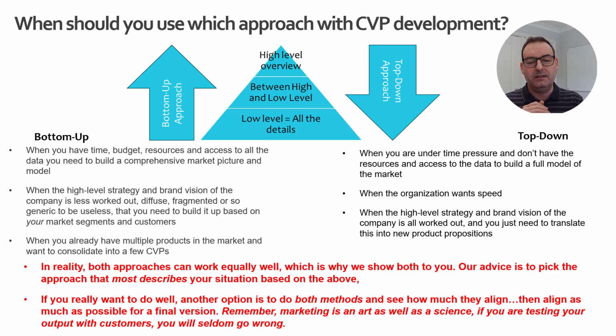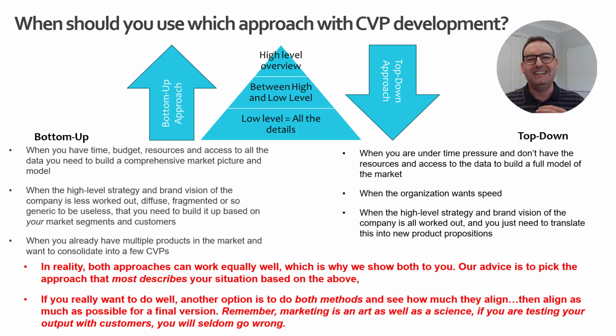And if you really want to do well, another option is to use both methods to then see how much they align. In a perfect world, this is what we would do with all of these. We would do the bottom-up approach, and then separately we would run the top-down approach and see where they align and meet in the middle. Align them as much as possible for a final version, and then you've got the best of both worlds. You have data-driven analysis, and you have experience and heuristics of being in the market, and these things come together into the best of both worlds.